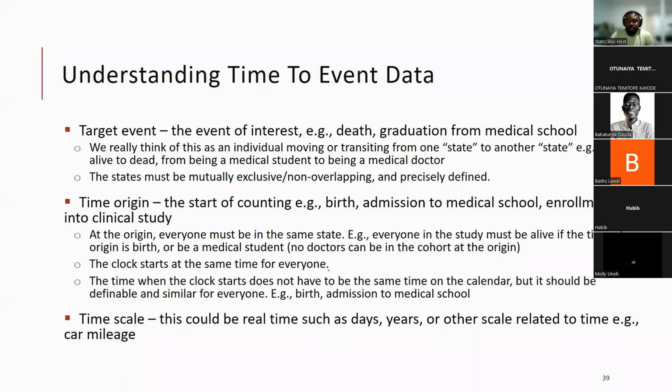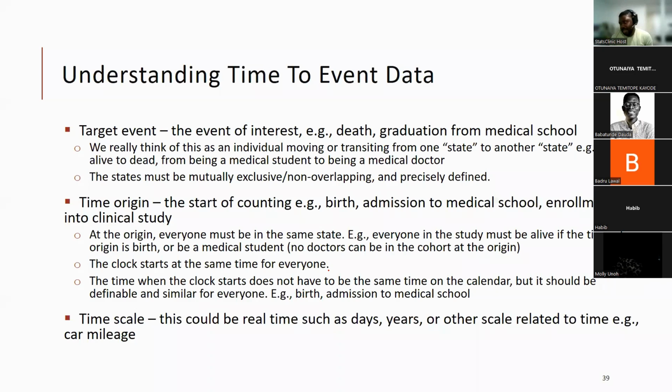And yeah, so in the last class, we went through survival analysis, and we spent a little bit of time thinking about the definitions of time to event data. Okay. And, you know, we defined 3 common terms. So what I'm going to do now is give you an example. And then if anybody wants to raise their hand and tell us what the target event is, what the time origin is, and what the time scale is.